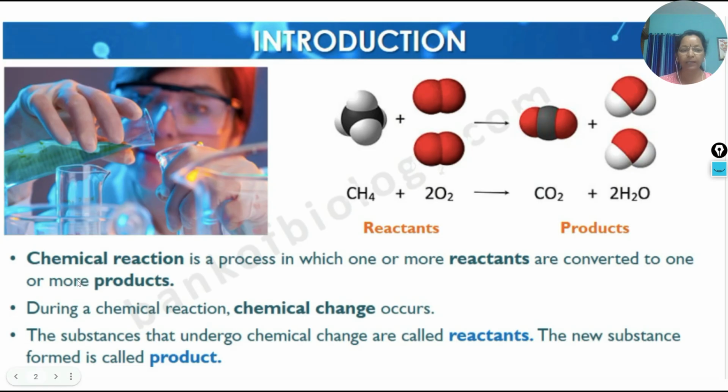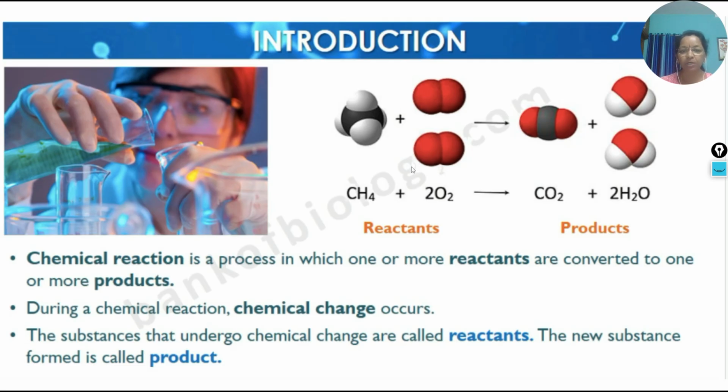We know that a chemical reaction is a process in which one or more reactants are converted to one or more products. During a chemical reaction, a chemical change occurs. It's not a physical change. Only if there is a chemical change can we call it a chemical reaction. The substances that undergo chemical change are called reactants, and the substances that are formed are called the products.